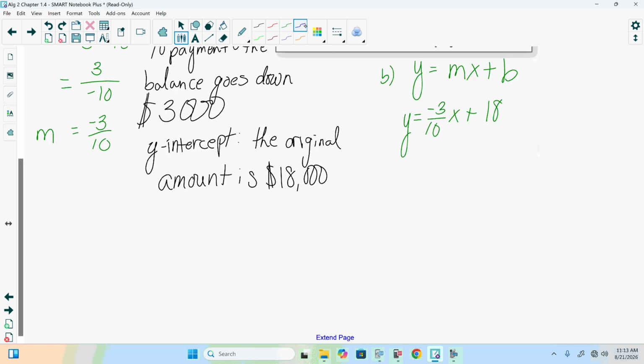Last piece. It asks us to find the remaining amount after 36 payments, yes? 36 payments, is that going to be X or Y? X, it's our domain, yes? Our input value. So we're going to replace X with 36. And now we're going to have to solve for Y, yes?